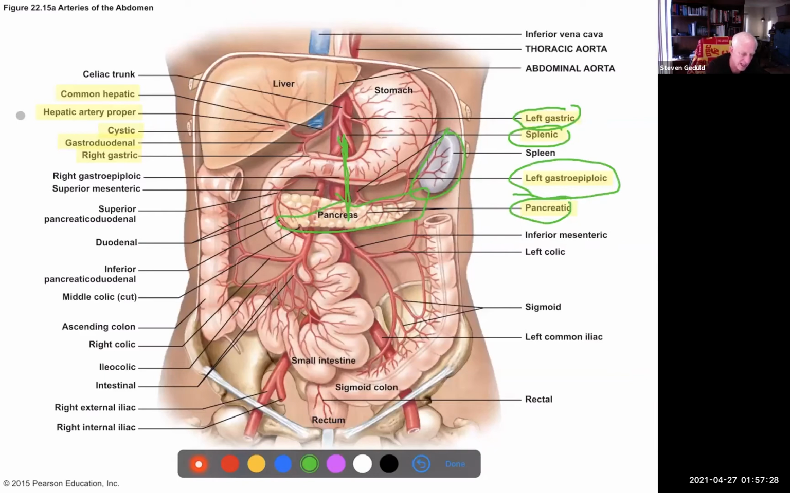And let's go to the right gastric, supplies the stomach. The gastroduodenal supplies the duodenum, because here's your stomach, and this is a duodenum. This is the first part of the small intestine. This is your duodenum. That's where the gastroduodenal arteries feed into. The cystic supplies your gallbladder. Hepatic artery proper supplies the liver, and the common hepatic supplies into the liver.